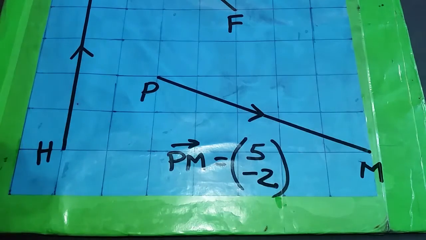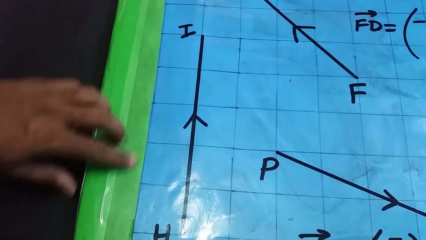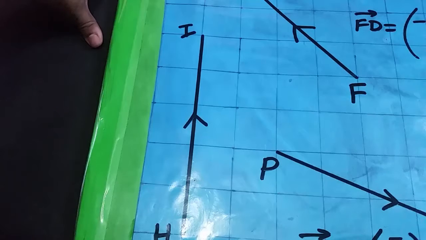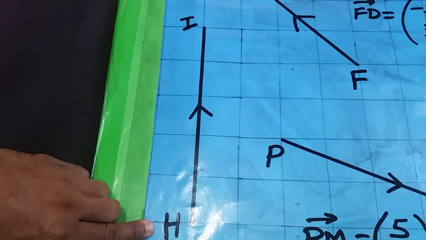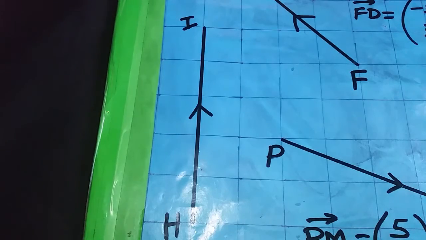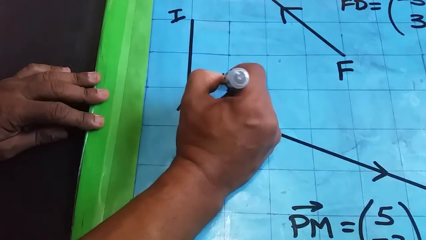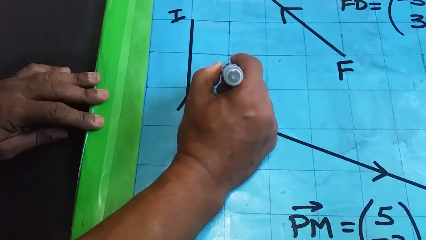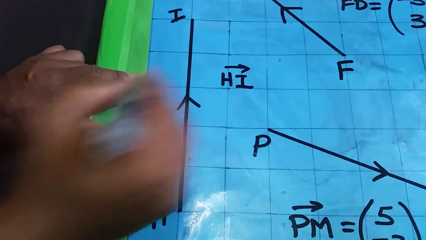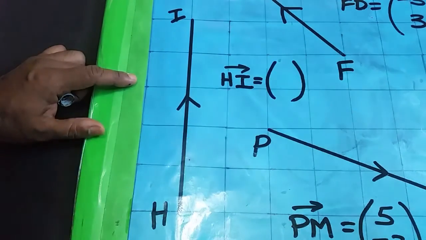All right, let's take a look at the final example. Here we have a vector and the arrow is pointing towards I, and clearly the foot is H. So this vector here is called HI, because the foot is H and the head is I. Now we need to figure out the column vector form for this vector.